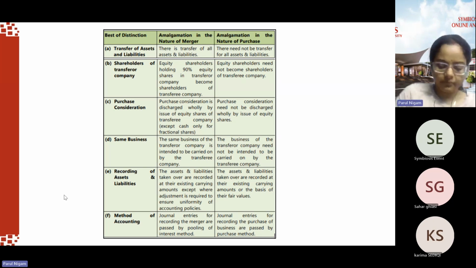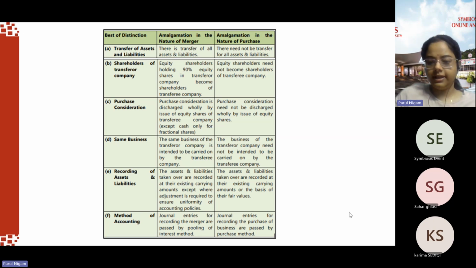I think I have discussed all of this yesterday, but it is more or less similar to what we have discussed: transfer of assets and liabilities. Yes, this point, recording of assets and liabilities. In the nature of merger, the assets and liabilities taken over are recorded at their existing carrying amounts.